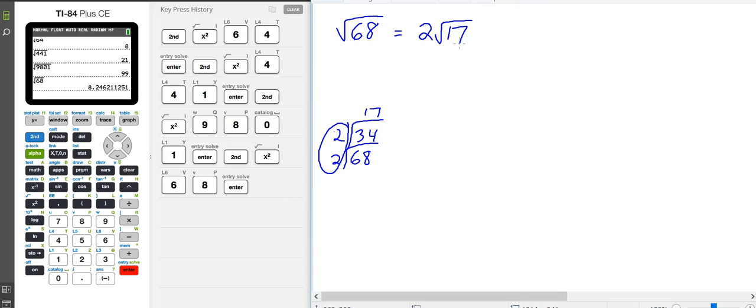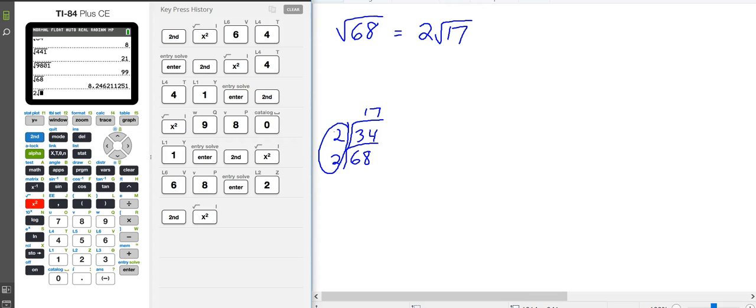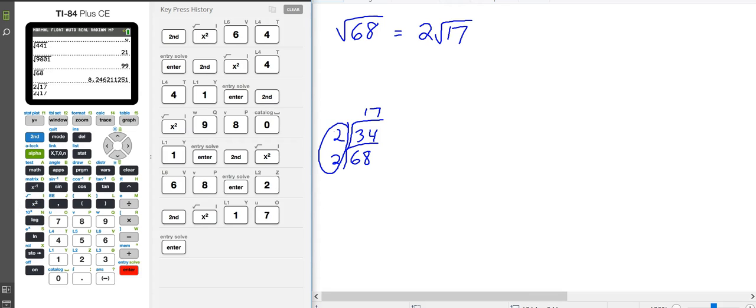And how do you know if you got the answer right or not? You already did the square root of 68 on your calculator. Now if you type in 2 square root of 17, and you get the same answer, you know that this is correct.